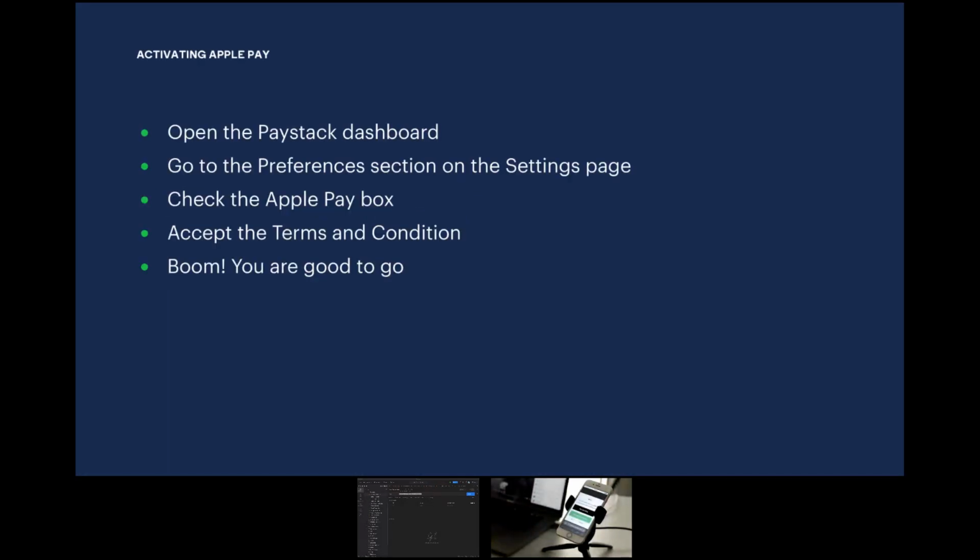So what have we done so far? The first thing is we went to our Paystack dashboard and we went to the preferences section on the settings page. We checked the Apple Pay box in order to activate Apple Pay. We accepted the terms and conditions, and we are able to test a payment with the storefront and also the redirect method to show you how Apple Pay works.